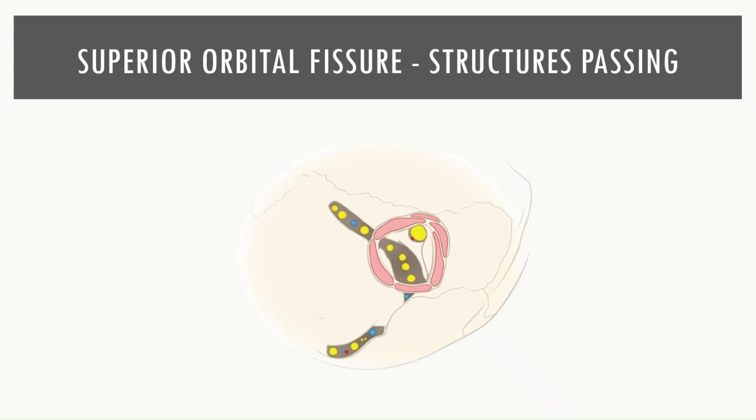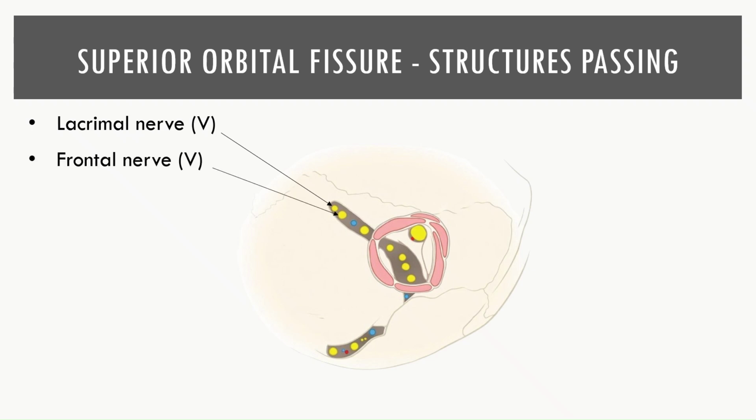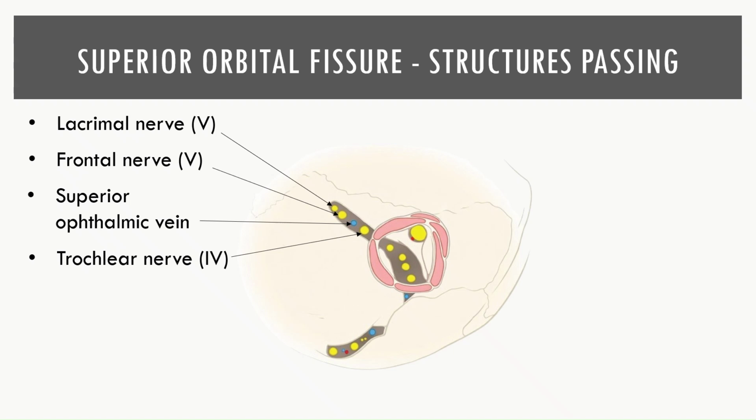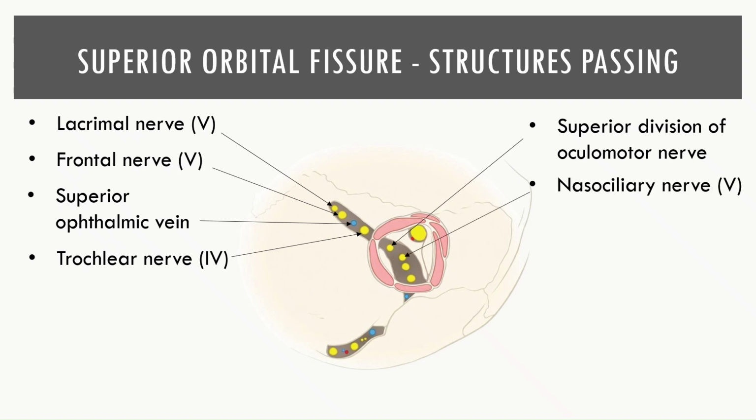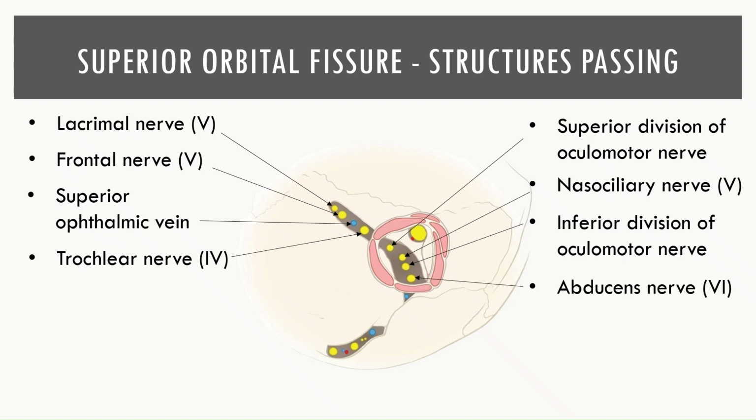The contents of the superior or lateral compartment are lacrimal nerve, frontal nerve, superior ophthalmic vein, and trochlear nerve. The contents of the central compartment are superior division of oculomotor nerve, nasociliary nerve, inferior division of oculomotor nerve, and abducens nerve. The content of the inferior or medial compartment is inferior ophthalmic vein.